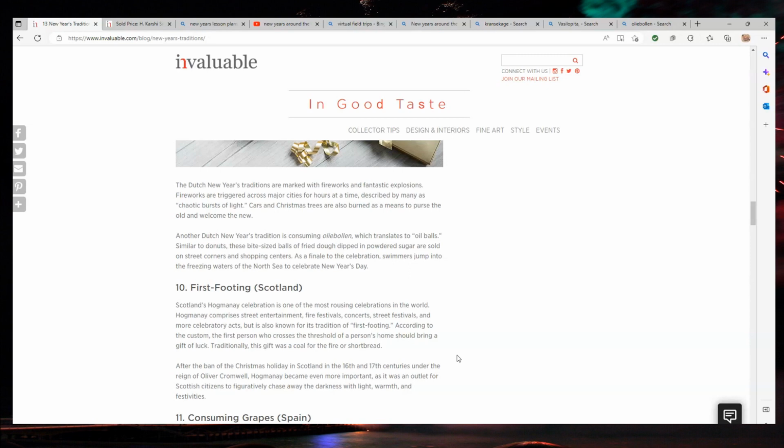In Scotland, they are first footing. Scotland's Hogmanay celebration is one of the most rousing celebrations in the world. It comprises street entertainment, fire festivals, concerts, street festivals, and more celebratory acts. It is also known for its tradition of first footing. According to custom, the first person who crosses the threshold of a person's home should bring a gift of good luck. Traditionally, this gift was coal for the fire or shortbread.